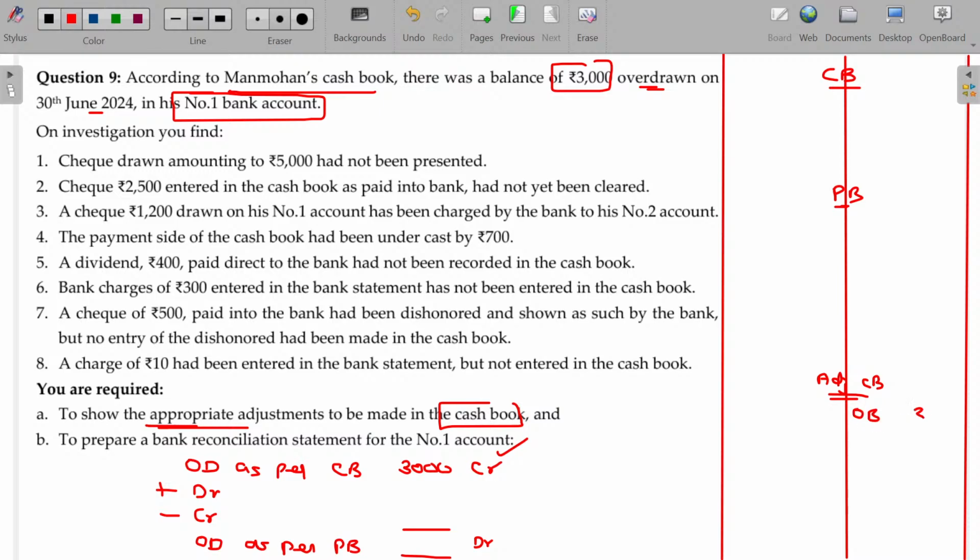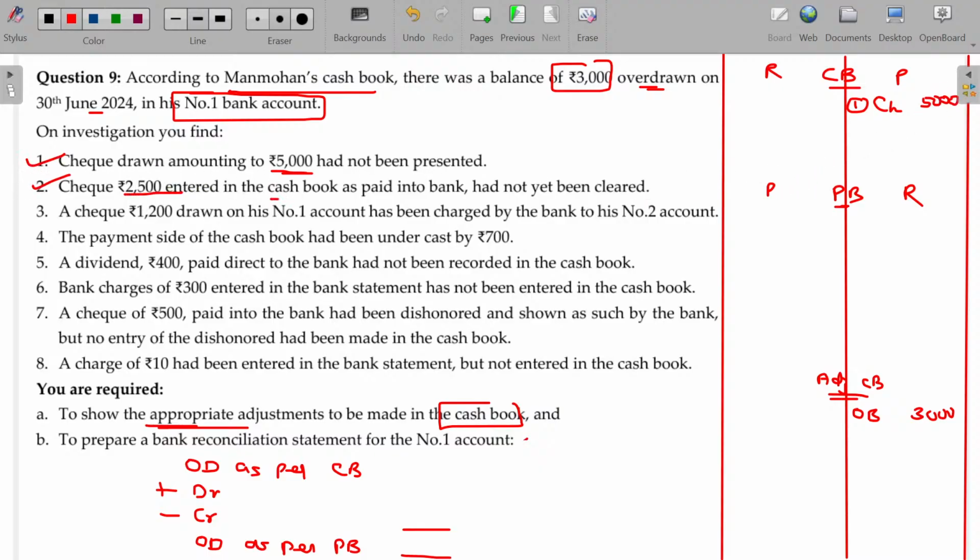Opening balance 3000. So I cannot post this value now. I have to wait for it to be posted. Clear. Receipt side and payment side. Check drawn amounting to rupees 5000 had not been presented. So we have drawn the check, but not presented means not recorded in the passbook.